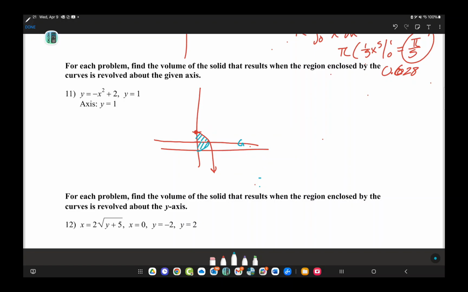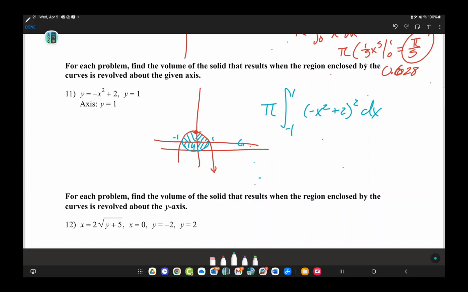Again, this is another disk method. So pi times the integral from 0 to 1 of the function squared, so negative x squared plus 2, squared, dx. Actually, it's neither. I have this entirely wrong, because what did I not graph? The other side. So it would be from negative 1 to 1, because that's also being rotated around.